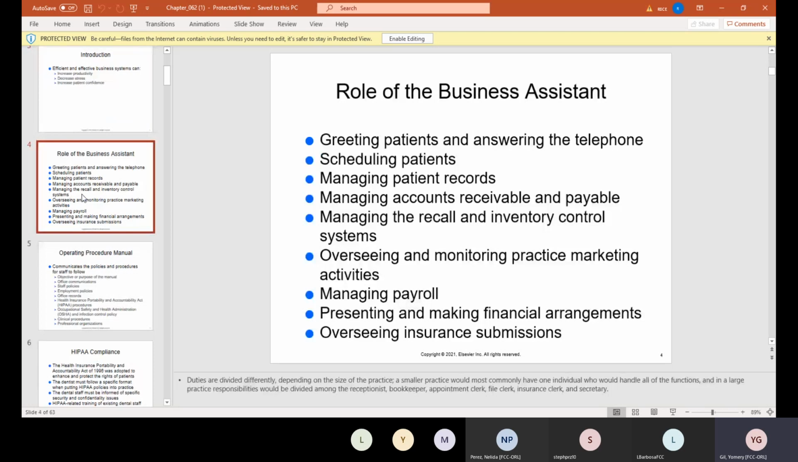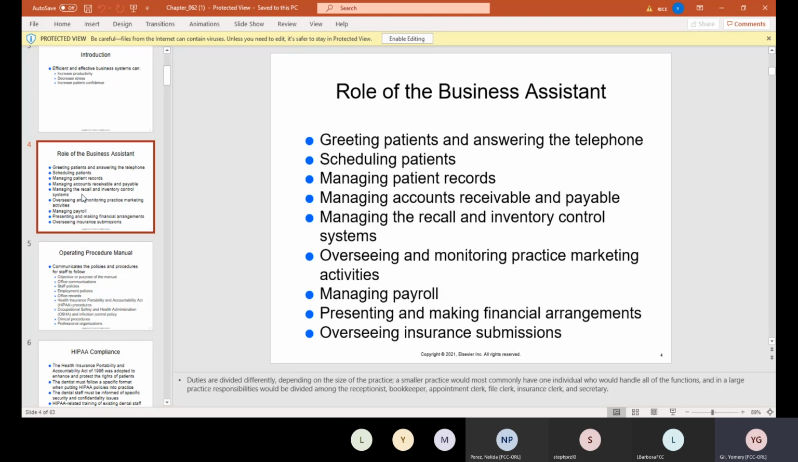The role of the business assistant. The role of this person is greeting patients and answering the telephone, scheduling patients, managing patient records, managing accounts receivable and payable, managing the recall and inventory control systems, overseeing and monitoring practice marketing activities, managing payroll, presenting and making financial arrangements, and overseeing insurance submissions.